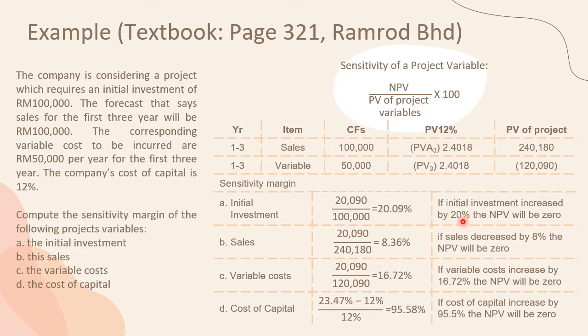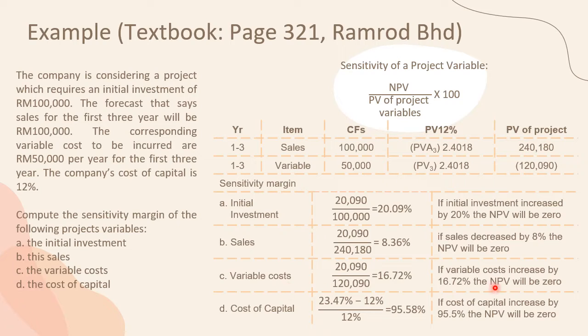The commentary or the interpretation for the 20% sensitivity margin for the initial investment is, if the initial investment increases by 20%, then the NPV would be 0. So we must make sure that our initial investment does not exceed the 20% threshold in order for the project to still be feasible to be accepted. And for sales, we must make sure that our forecasted sales do not decrease by more than 8%, otherwise the NPV will be 0.